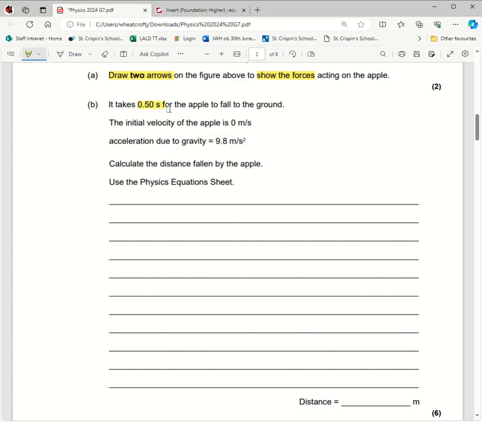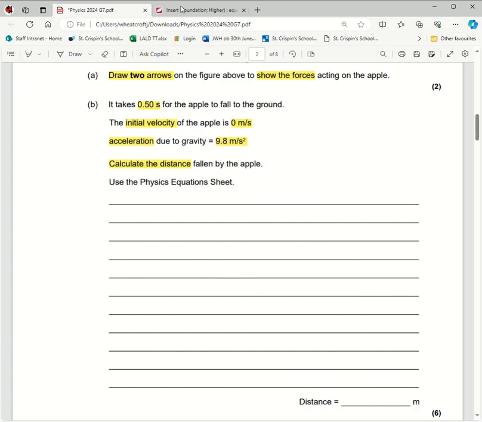So we've been told that this apple takes half a second to fall to the ground. We've been told the initial velocity is 0. And that links back to the earlier part of the question. It's stationary, it's just hanging from the tree. We've been told that the acceleration downwards due to gravity is 9.8 meters per second squared. And then we're being asked to calculate the distance that this apple is falling to the ground. It then clearly tells us to use the physics equation sheet.